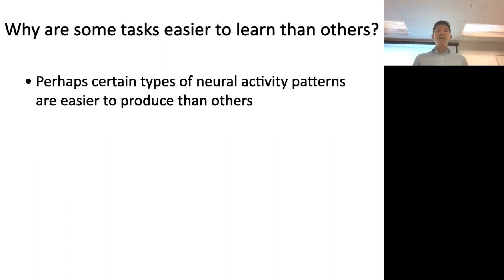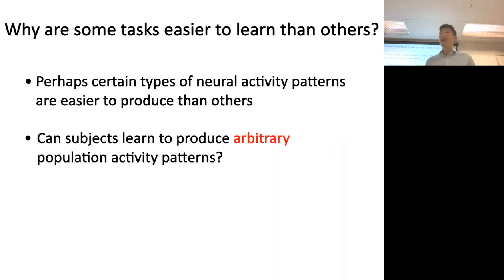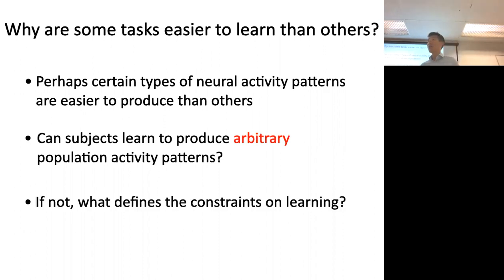So why are some tasks easier to learn than others? Well, different tasks require the brain to produce different neural activity patterns. And if it's easier for your brain to learn or to produce certain activity patterns than others, this might be a reason why certain tasks may be easier to perform than others. And can we go as far as to ask, can the brain produce arbitrary activity patterns? And if not, what defines these constraints on learning?